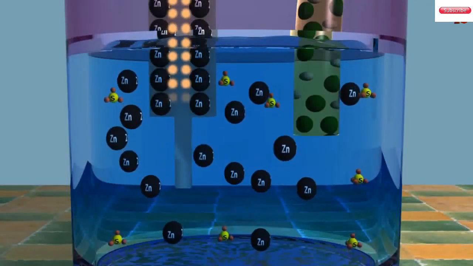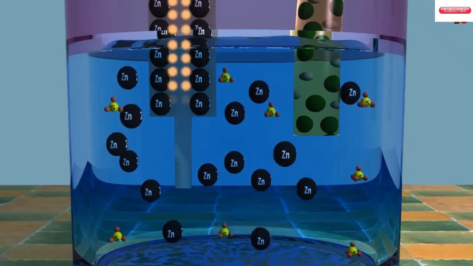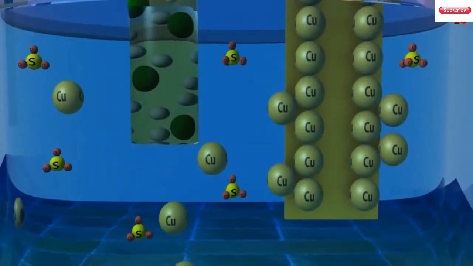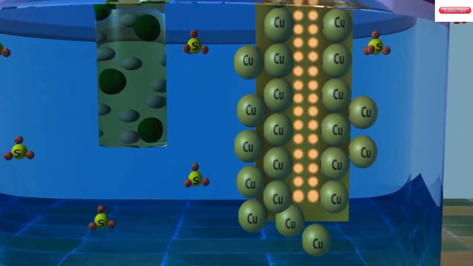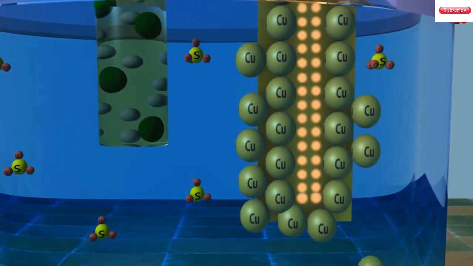As the reaction continues, excess positive zinc ions build up in the zinc solution. At the same time, the loss of copper ions from the copper sulfate solution creates an excess of negative sulfate ions.